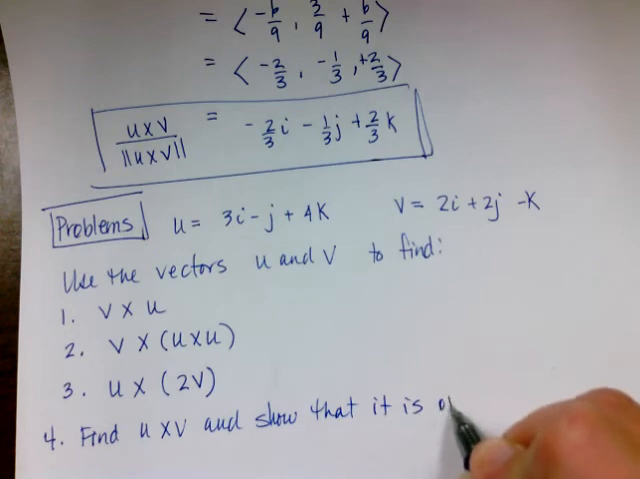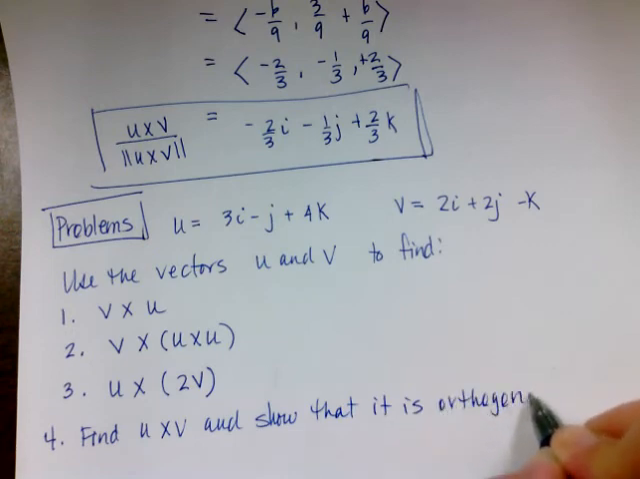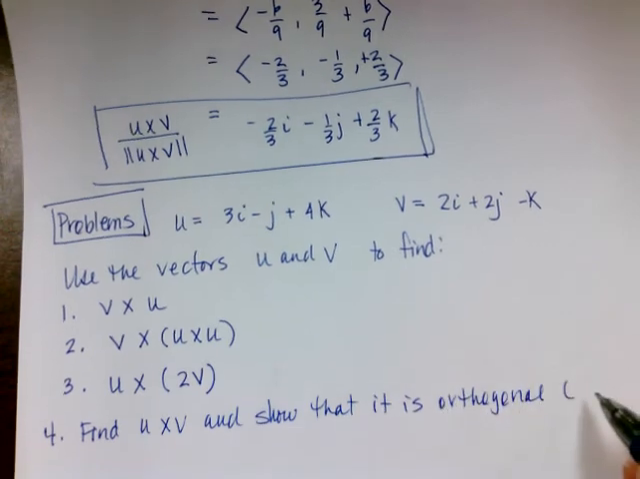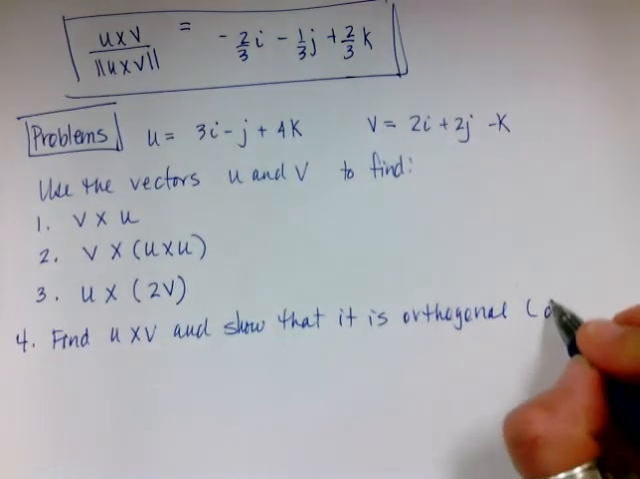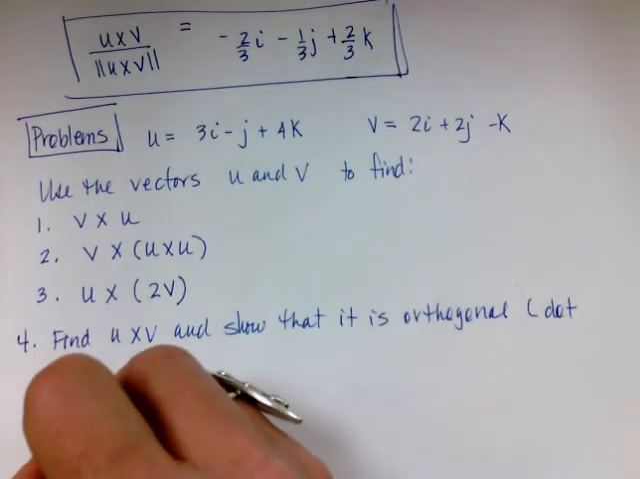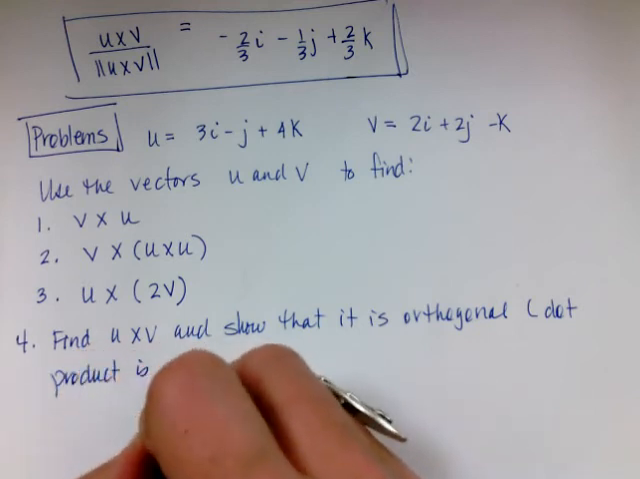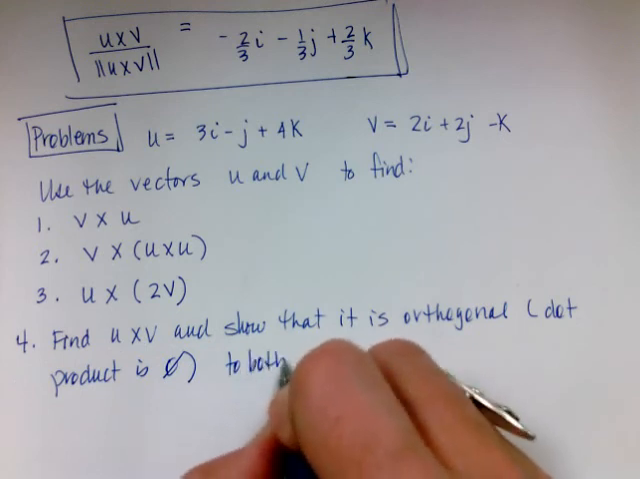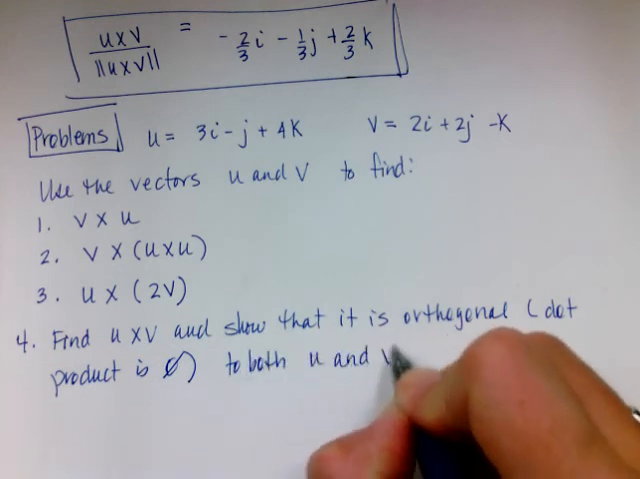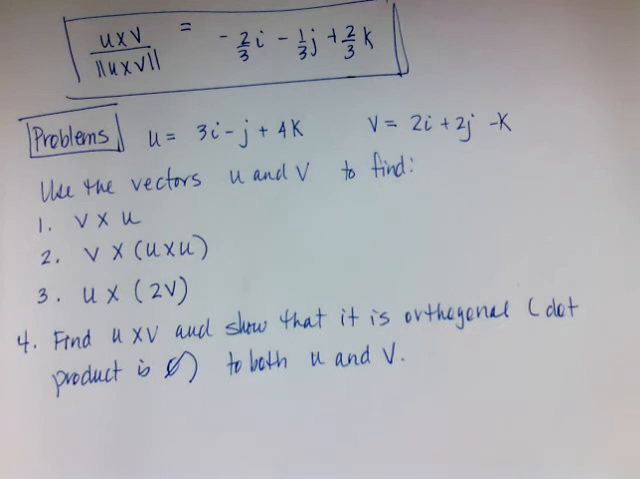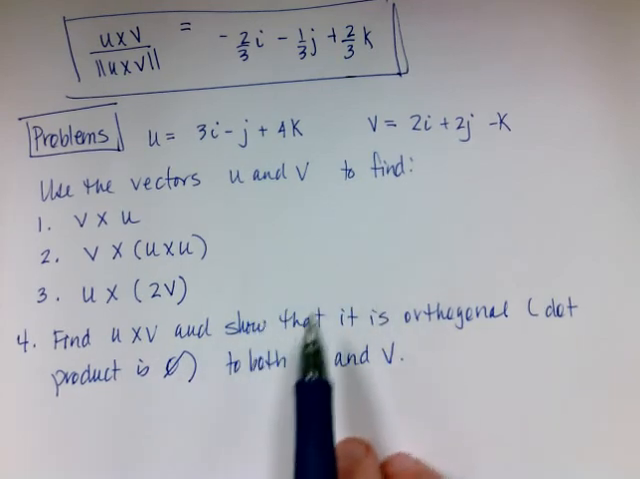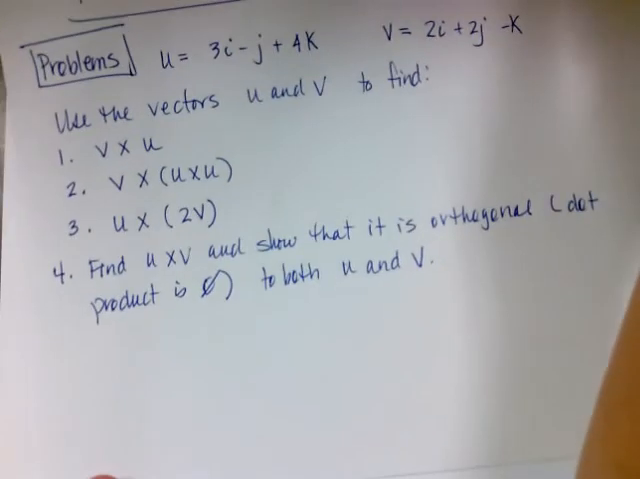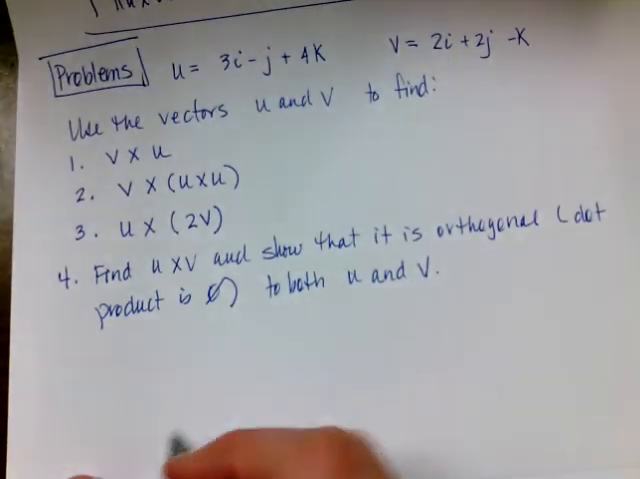Okay. Number 4, I want you to find u cross v and show that it is orthogonal to both u and v. Remember, for two vectors to be orthogonal, their dot product is 0. So you would need to show me that the cross product, when I multiply it by u, I get 0, and when I multiply it by v, I get 0.